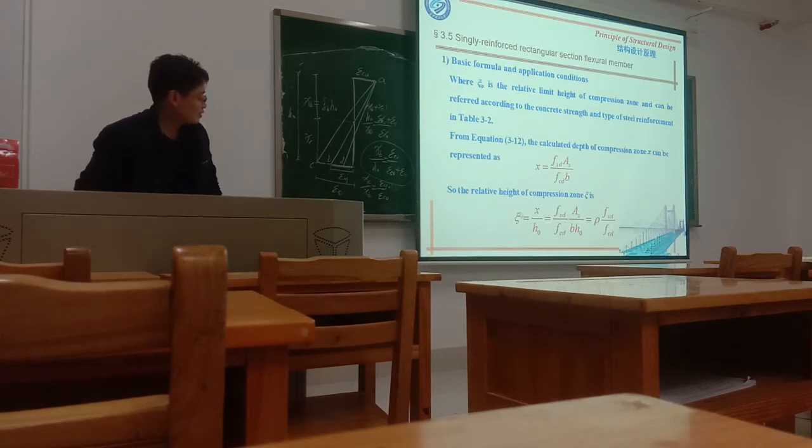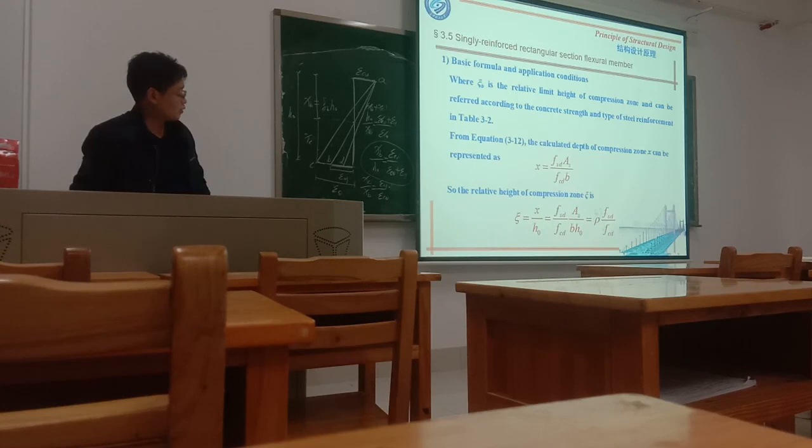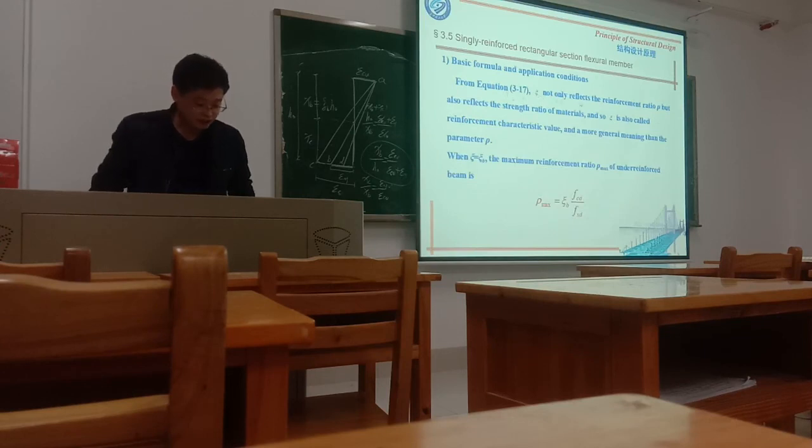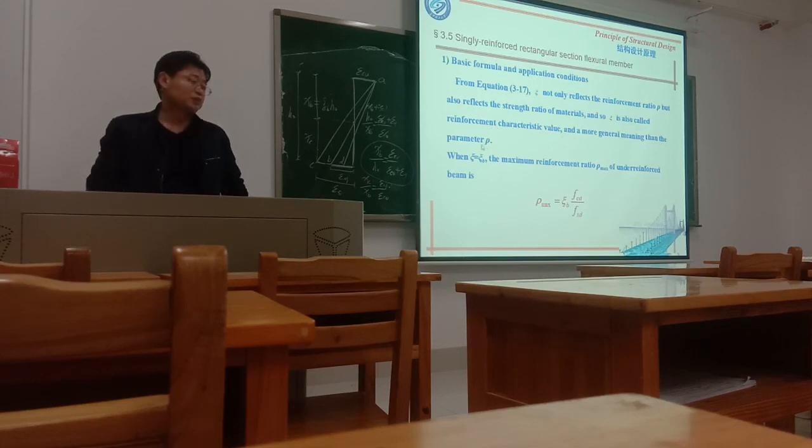So that means this ξ reflects lots of things. Not only the reinforcement ratio, but also the relation of the material strength. This is the strength of the reinforcement and this is the strength of the concrete. So from this figure we can see it reflects not only the reinforcement ratio, but also the strength ratio of the materials. So ξ is also called the reinforcement characteristic value, and has a more general meaning than the ratio.